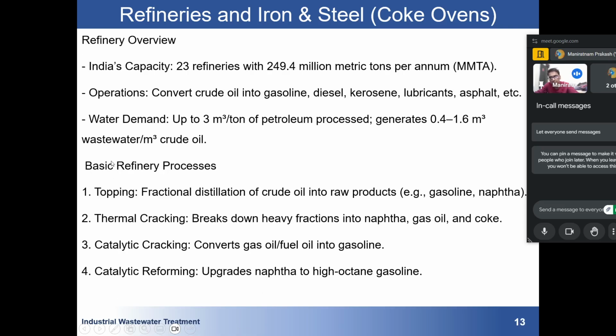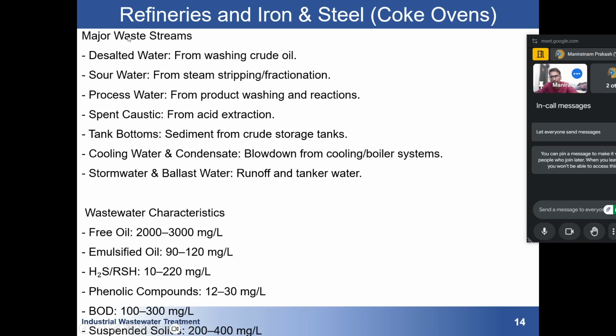Refinery, again the same thing. In India, there are 23 refineries with some million tons per annum capacity converting crude oil to gasoline, diesel, kerosene, lubricant, and asphalt. Water demand is high, and processing petroleum generates this much wastewater. These are some of the processes, and these are some of the wastes: desalted water, sour water, process water, spent caustic, tank bottoms, cooling water, and all. The characteristic is that a very high amount of oil is left in the water. That's why it is wastewater.